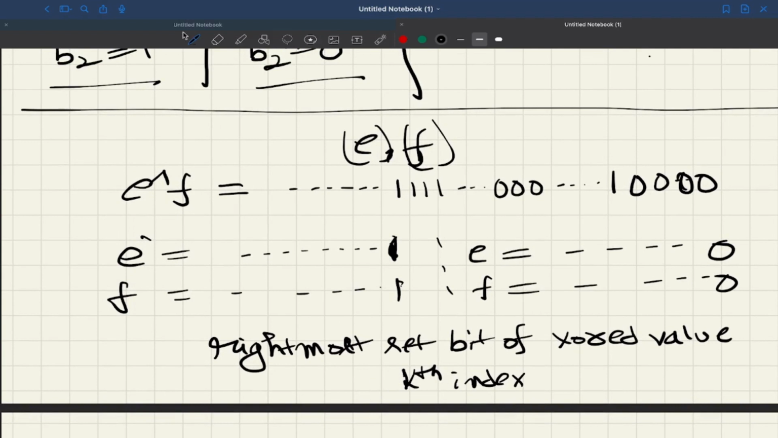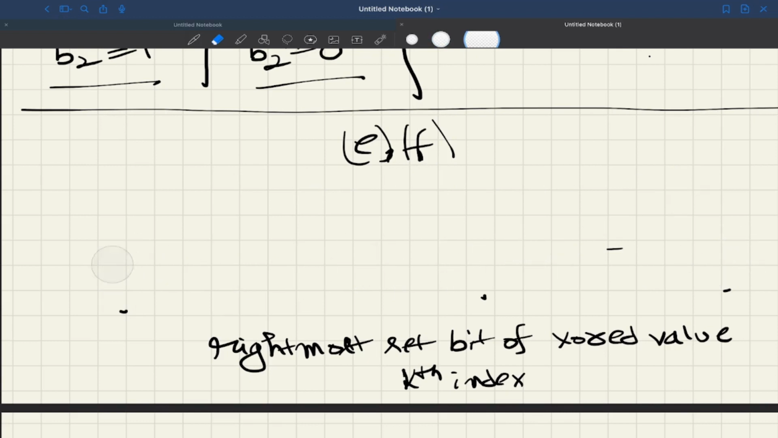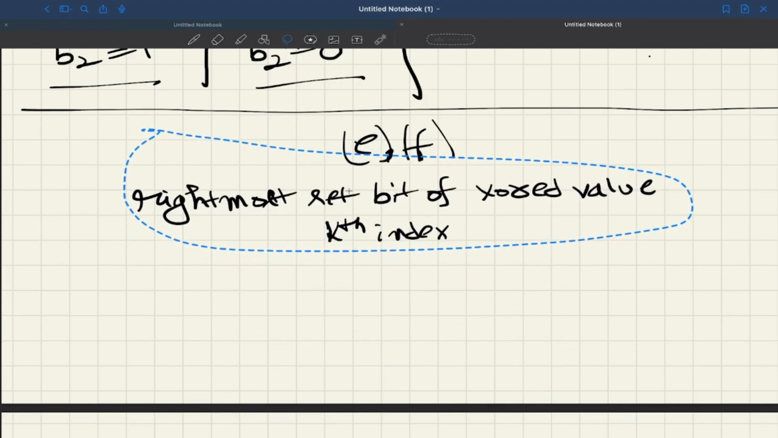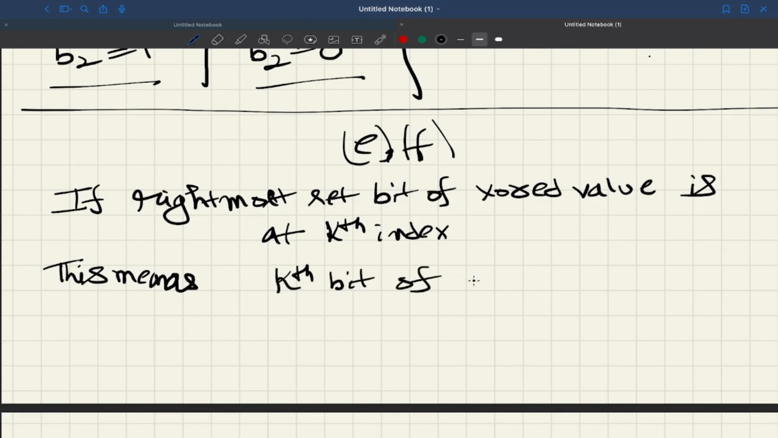It means if the rightmost set bit of the XOR value is at the kth index, this means the kth bit of E and F are different.